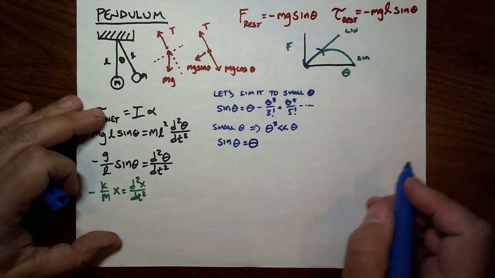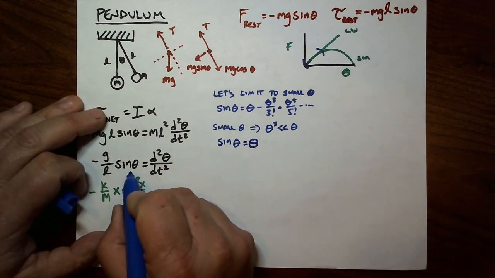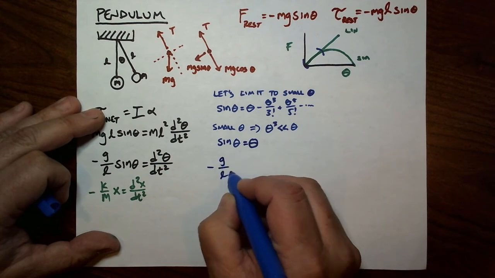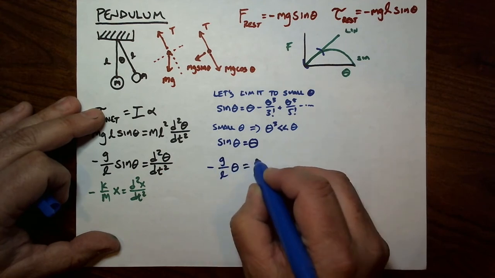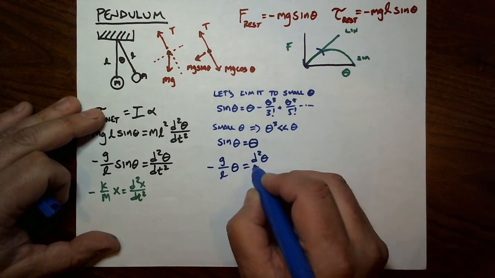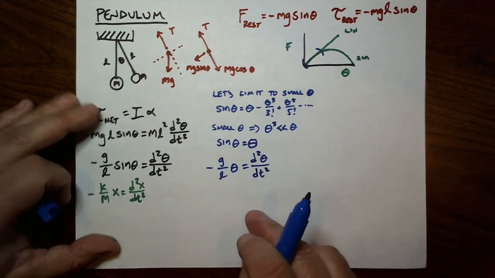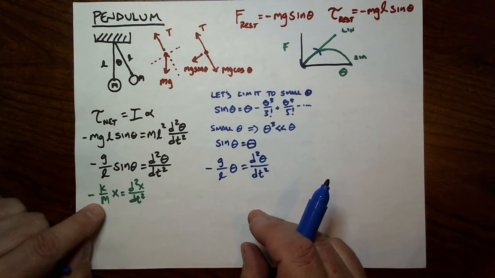And under those conditions, this differential equation turns into minus g over L theta equals d squared theta dt squared. And now it does look exactly like this one over there.